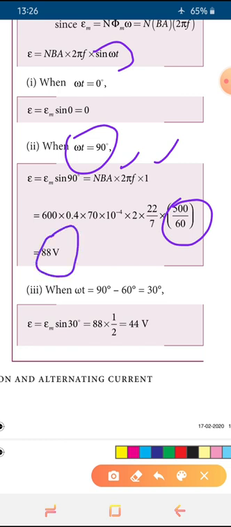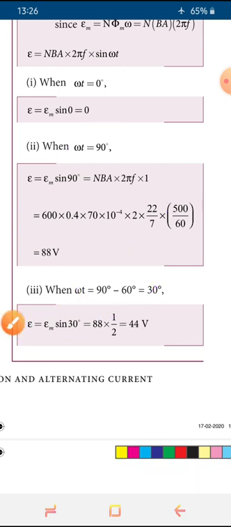So the EMF is given as what? 88 voltage. Then the third one is inclined at an angle 60 degree. Inclined at an angle 60 degree means that is subtracted from the perpendicular 90 degree. Then the angle is 30 degree here. That we are substituting in this equation. So epsilon is equal to epsilon m sin 30 degree. Sin 30 is nothing but 1 by 2.